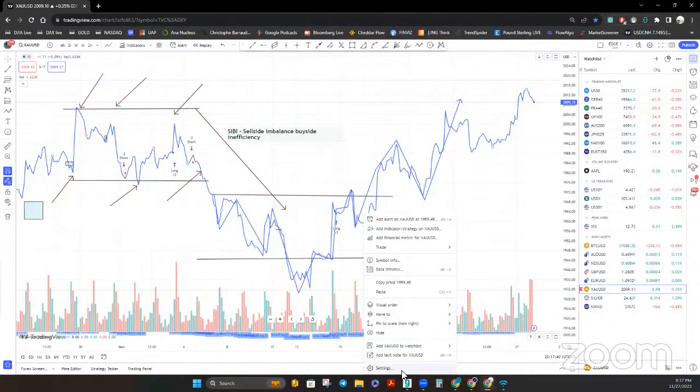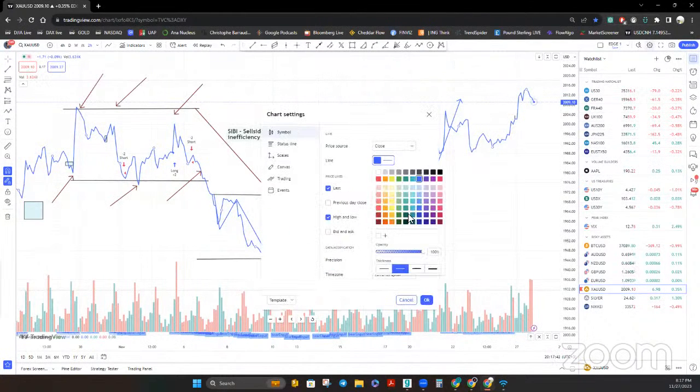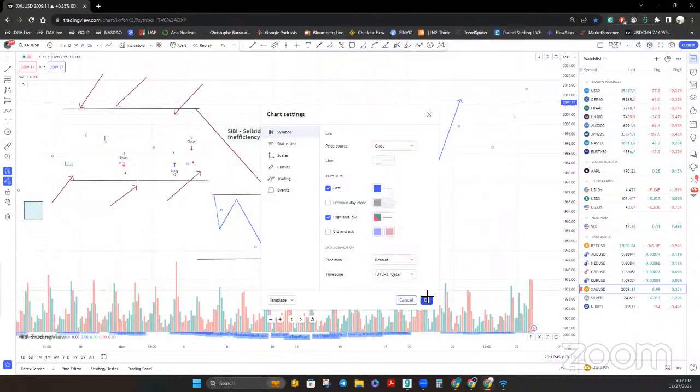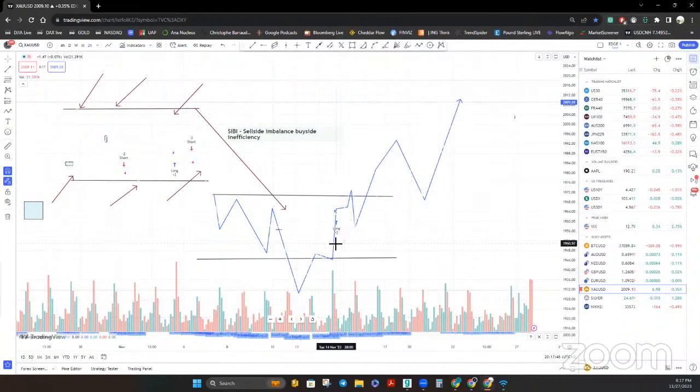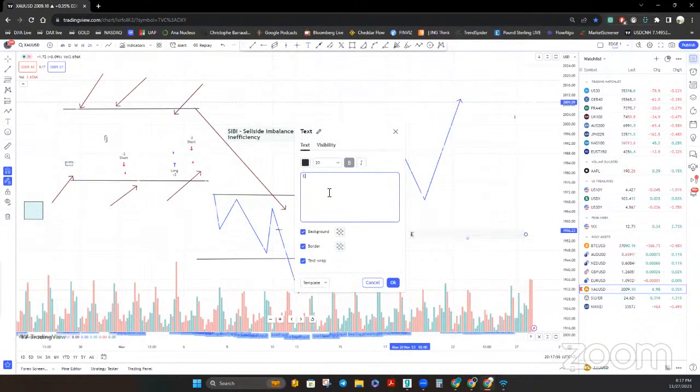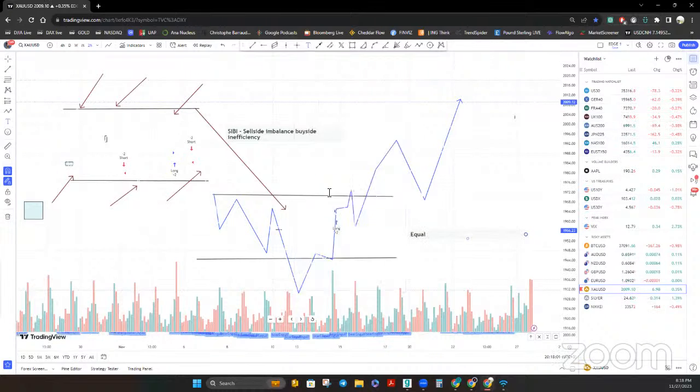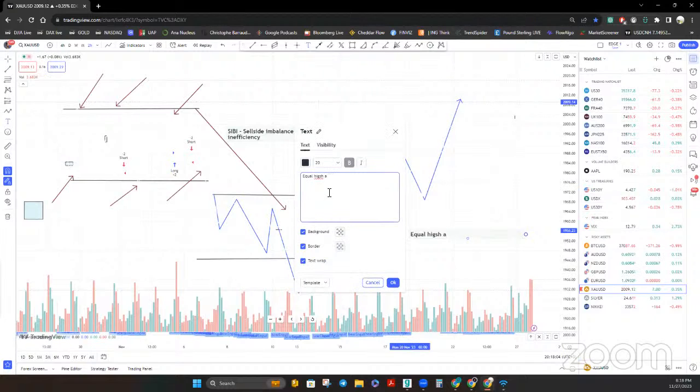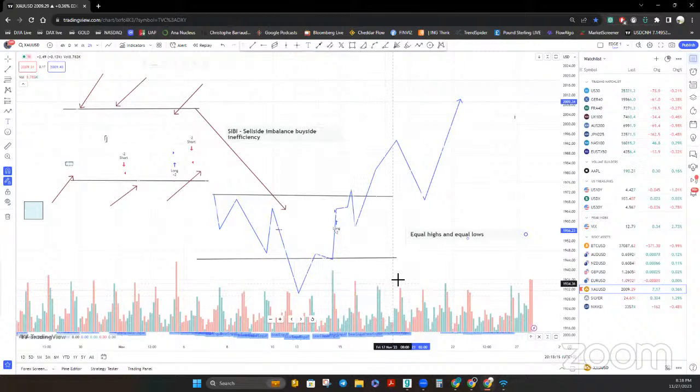If I were to hide the line chart for you, change it to white, okay? Do you see what I mean now? Do you see that clearly? Now I've hidden the line chart, but you can see the kind of structure, okay? So we had equal highs and equal lows here. Equal highs and equal lows. Okay. And of course, after the equal highs and equal lows, we had the structure break.